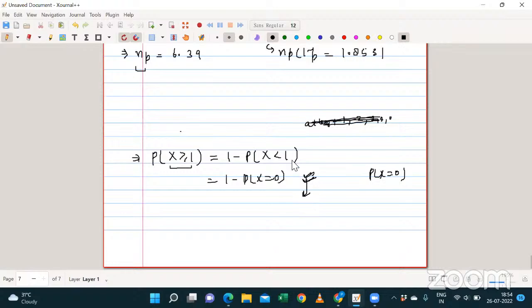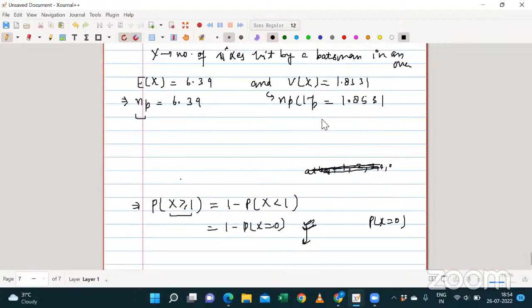So that's why I think there might be some calculation mistake. Then you have to check your calculation, right? Because the approach is this one.